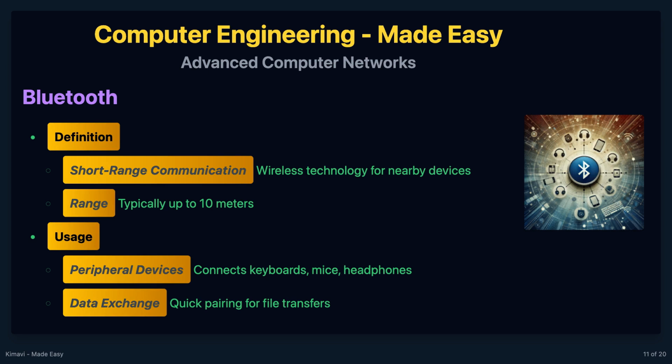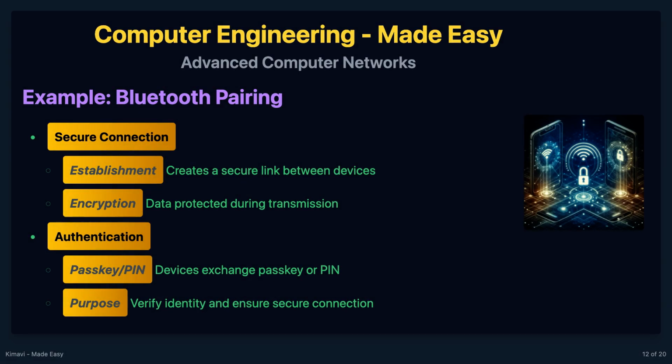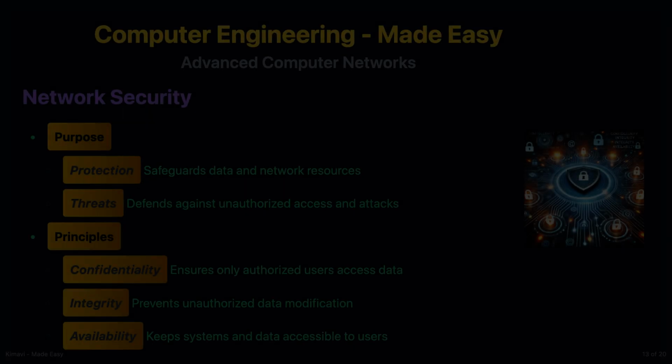Bluetooth is a short-range wireless technology used for exchanging data between devices over short distances. It is commonly used for connecting peripherals like keyboards, mice, and headphones. When you pair a Bluetooth device with your computer or smartphone, a secure connection is established using a process called pairing. This involves exchanging a passkey or PIN to authenticate the devices.